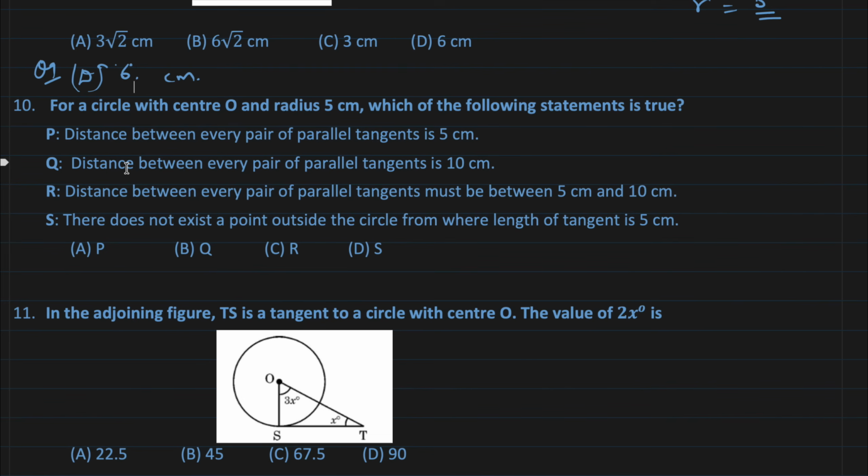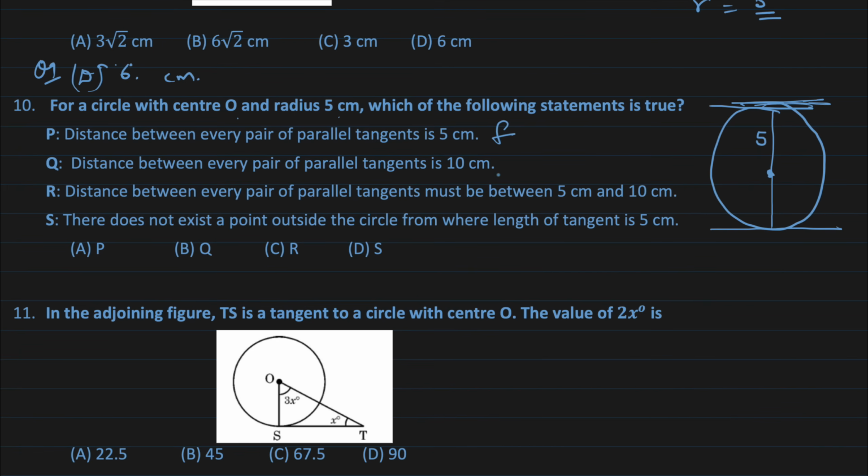Now, question number 10. For a circle with center O and radius 5 centimeter, which of the following statements is true? Distance between every pair of parallel tangents is 5. Let's draw a circle for that. Okay, students. So here I have drawn a circle and I have drawn 2 tangents over here. Rough figure I'm trying to draw. And the radius is 5 centimeter. So distance between parallel tangents, is it 5? No, so this is a false statement.